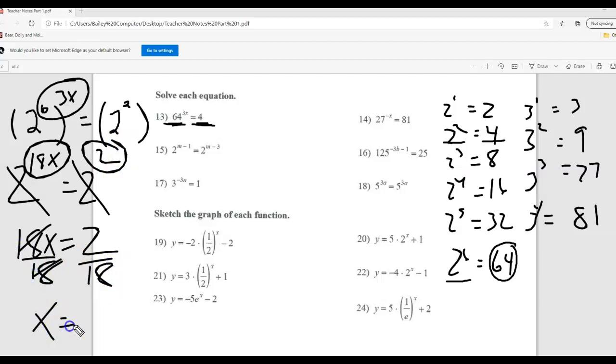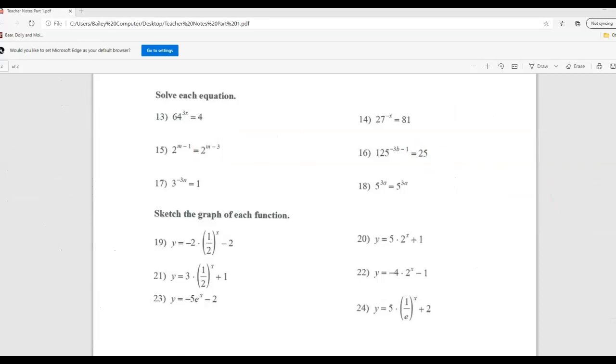And you end up with x equals 2 over 18, which reduces to 1/9, the final answer. So your steps are to get the bases to match. Now there's some other things that we're going to keep in mind here as we work, like what about negative exponents and all sorts of stuff. We'll look at a few different scenarios, but let's go ahead and take a look at number 14 here.